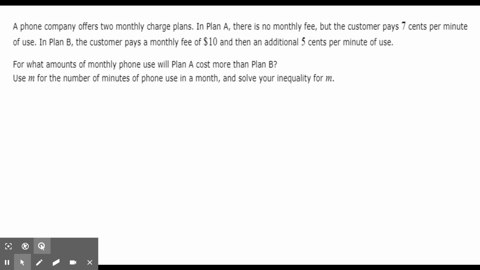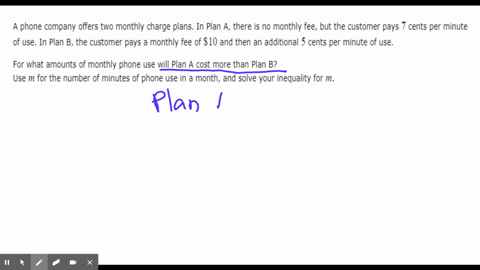Okay, one of the first questions I have here is if we're going to be writing this out as an inequality, we need to know how to represent those values in number format. So let's just jump right in. We want to know what amounts of monthly use will plan A cost more than plan B. So when will plan A cost more or be greater than plan B? Well, plan A, let's see here.